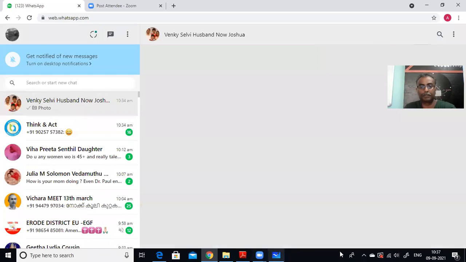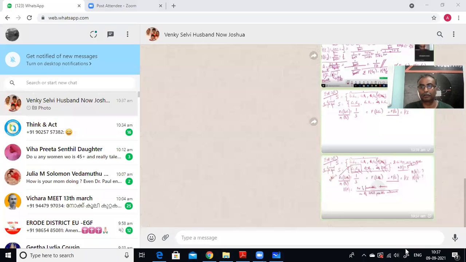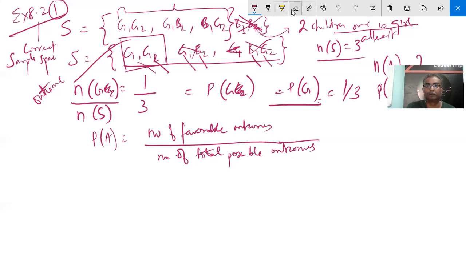Okay, we already posted this. Let me post it again. Okay, now let us do the second sum. Exercise 8.2, second sum. A die is thrown twice and the sum of the numbers appearing is observed to be 6. What is the conditional probability that number 4 has appeared at least once?